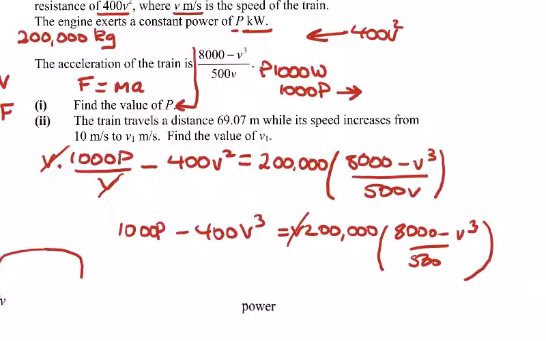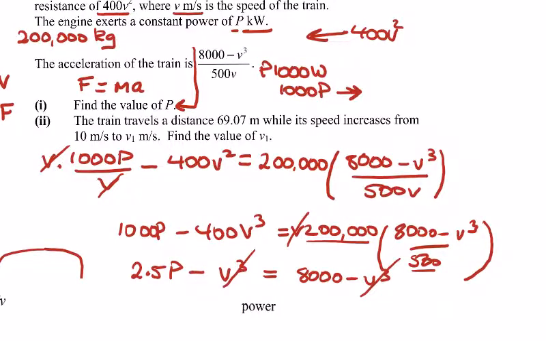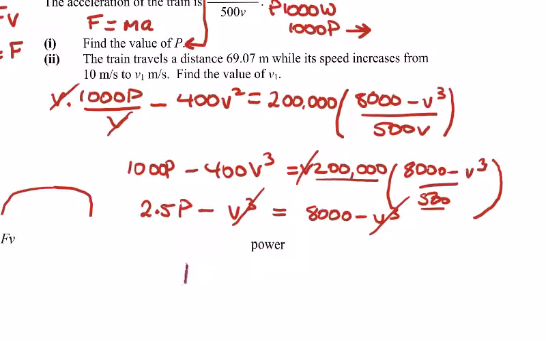So I think the best way is to multiply by 500 and divide by 200,000. That would get rid of these. So that would give 5 over 2 P, or 2.5 P, minus V cubed equals 8,000 minus V cubed on the right. The V cubes will cancel and we get power P to be 8,000 divided by 2.5, which is 3,200 for part 1.